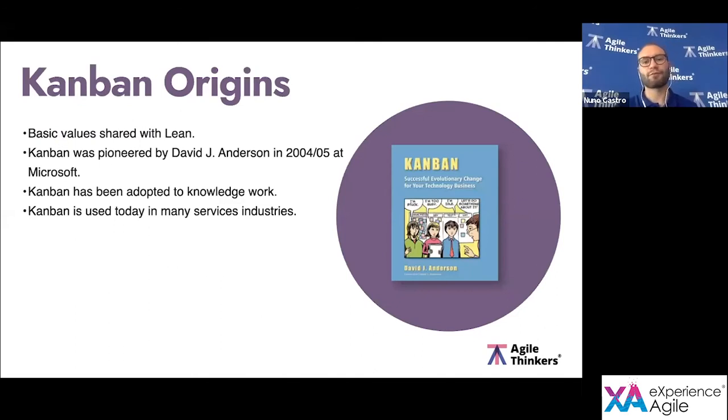For you guys to understand where Kanban comes from, basically it shares the same values as Lean. The main difference here is that Lean was used in manufacturing, especially it began in Toyota, where they were trying to remove all the waste that they had in their factories. However, when you are talking about knowledgeable work, it's a little bit more difficult than that. You cannot reach some point where you have no waste, where you have 100% efficiency. There's more than that. So that's why David J. Anderson decided to use Kanban in knowledgeable work. That is the main difference from Lean.